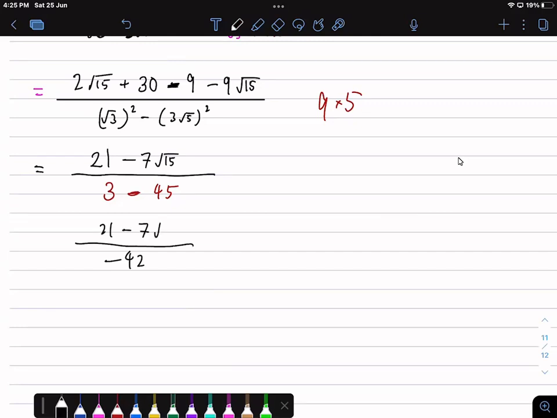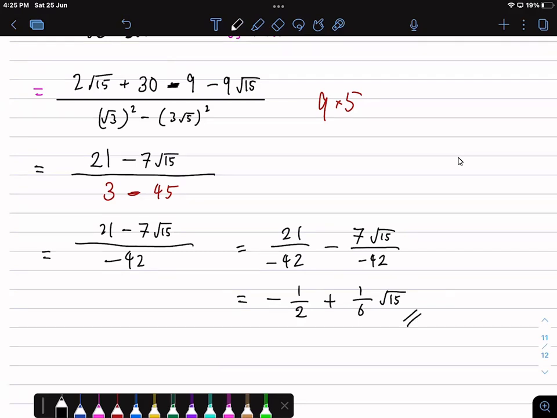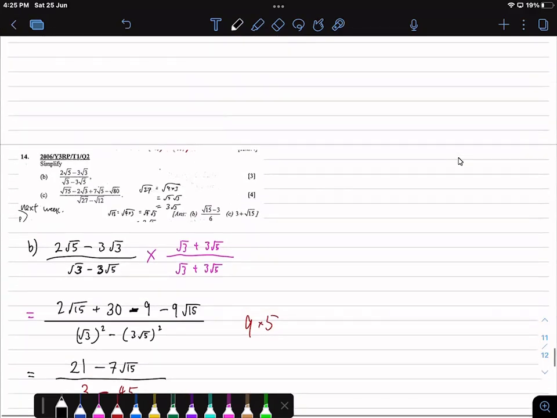21 on top, minus 7 root 15. Numerator is just 21 minus 7 root 15. Simplify, you get 21 over negative 42, negative 7 root 15 over negative 42. You get negative 1 over 2 plus 7 over 42. That's 1 over 6 times root 15. Okay, good. That's part B. Let's move on to part C.